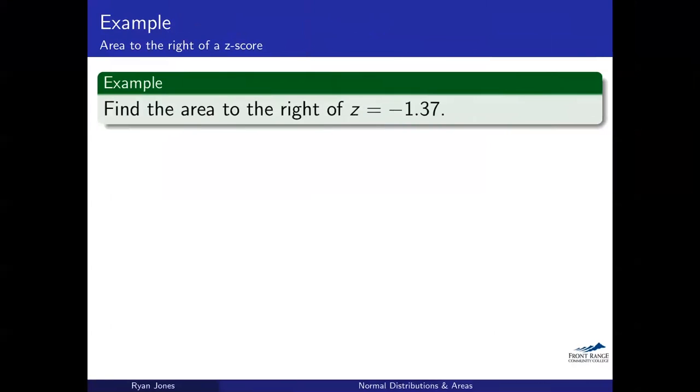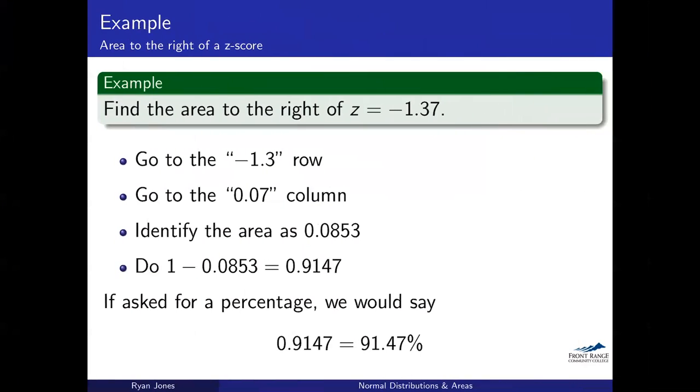Find the area to the right of z equals negative 1.37. Oh, well, luckily, we've already found the area to the left. So all we have to do is find that area, which we already did. We got 0.0853. We do 1 minus that area to the left, and that gives me that 91.5, rounded, that 91.5% that we saw. So what's happening here is we've got a normal distribution.